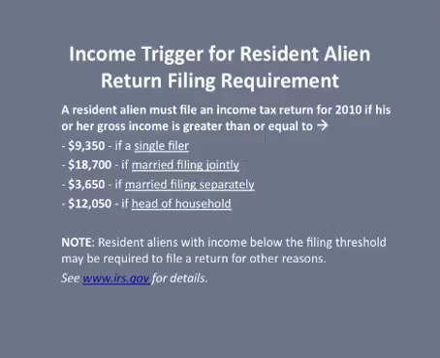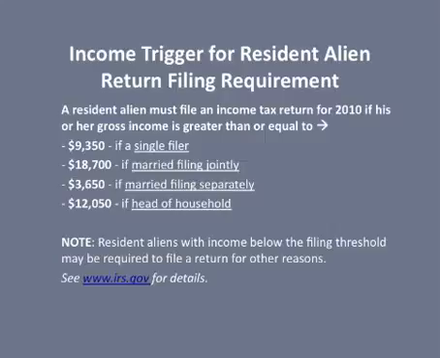If you are single and your gross income is greater than or equal to $9,350, you are required to file a return. If you are married and you are filing jointly and your gross income is equal to or greater than $18,700, you must file a return. If you are married but filing separately and your gross income is equal to or greater than $3,650, you must file a return. If you are filing as head of household and your gross income is greater than or equal to $12,050, you must file a return.